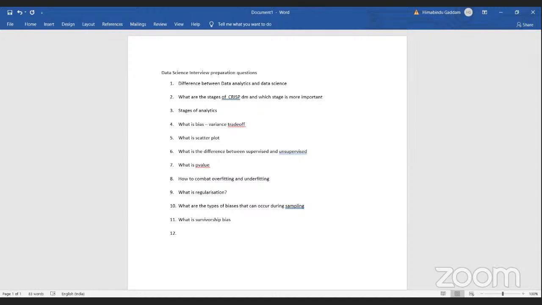Survivorship analysis, survivorship bias. We are talking about the biases, and survivorship bias is the logical error of focusing on aspects that support surviving some process and casually overlooking those that did not work because of their lack of prominence. This can lead to wrong conclusions in numerous different ways.